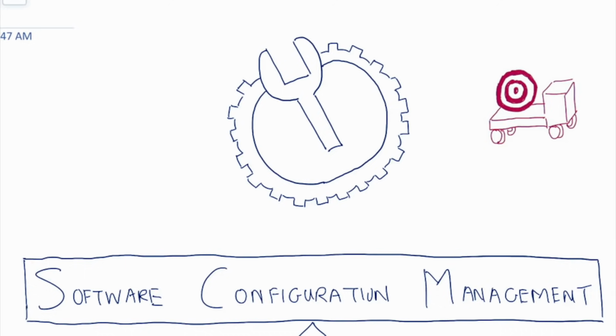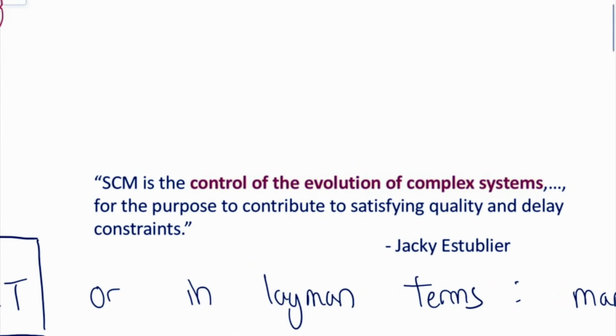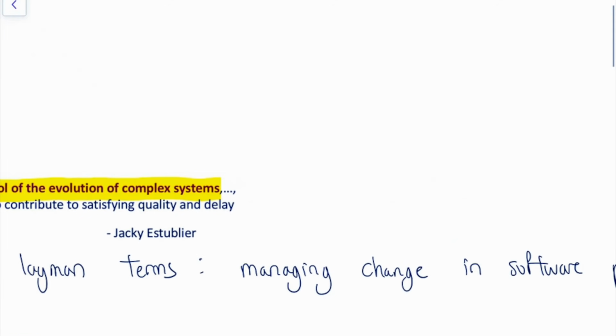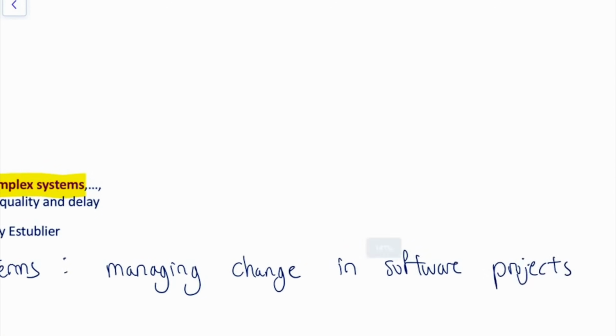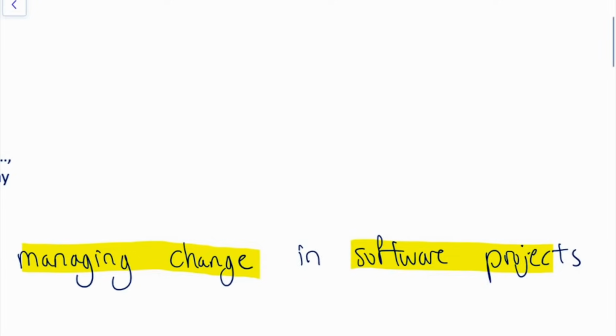And just to recap, we were talking about SCM, and I gave you this formal definition of SCM, which is the control of the evolution of complex systems. And this definition is pretty complex. So, in layman's terms, we want to know what it is, which is basically managing change in software projects.